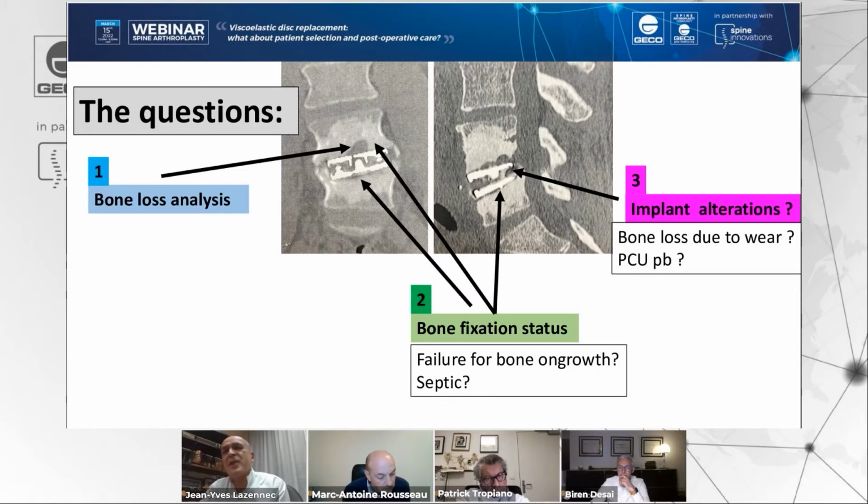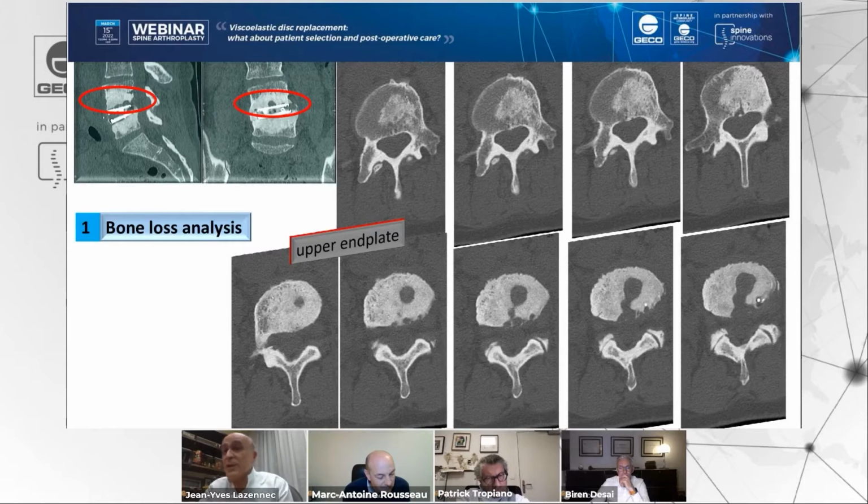What is the bone fixation status? Failure of bone ongrowth, perhaps septic. And the last question, what about the implant alteration? Do we have bone loss due to wear, or do we have bone loss due to alteration of the PCU? First question, bone analysis preoperatively.